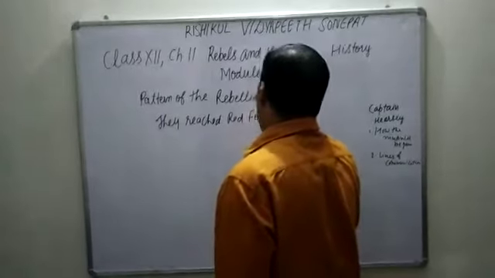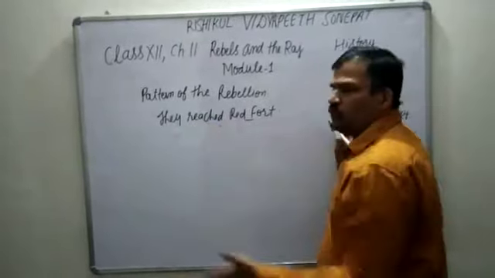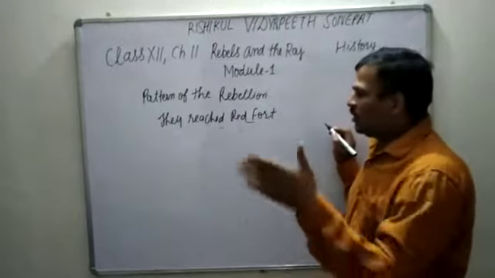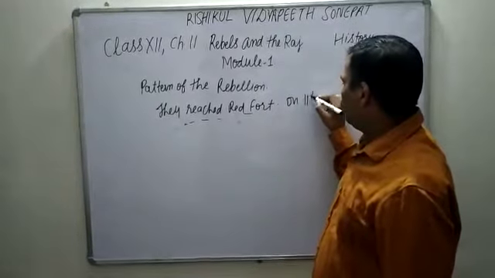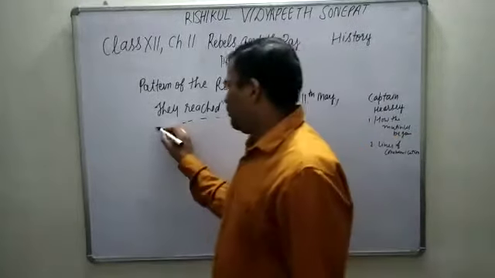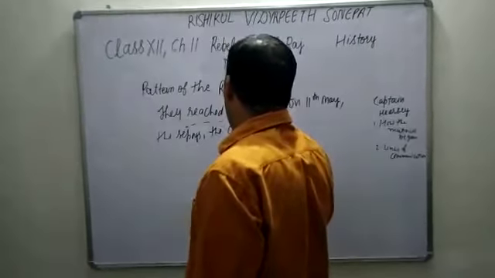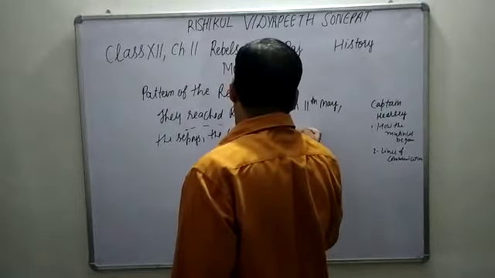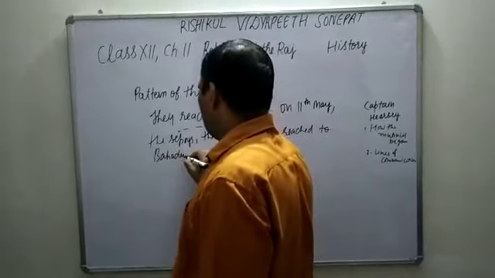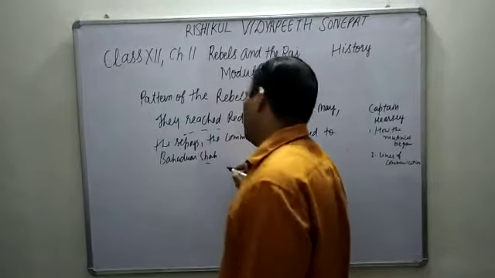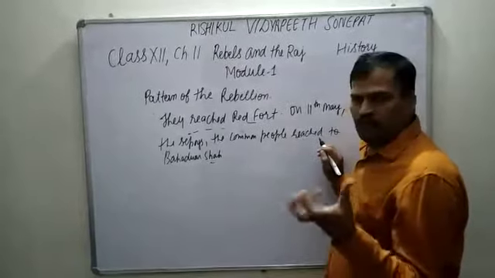You know that it was built by Shah Jahan, and it was the residence of Bahadur Shah Zafar, who was living there. Okay. What happened on 11th May? The sepoys, the common people, reached Bahadur Shah. Bahadur Shah Zafar, you may say Bahadur Shah Zafar or Bahadur Shah II, and it was the time of Ramzan.